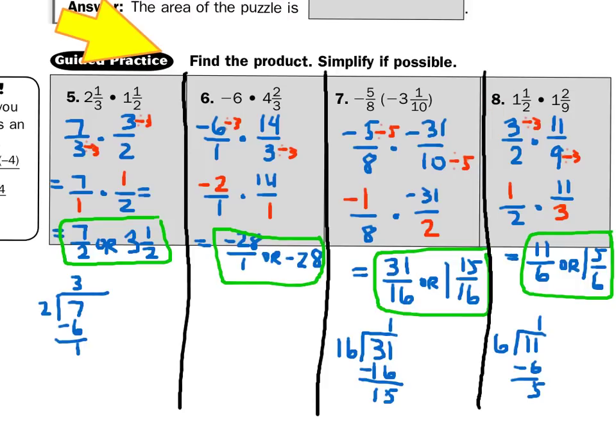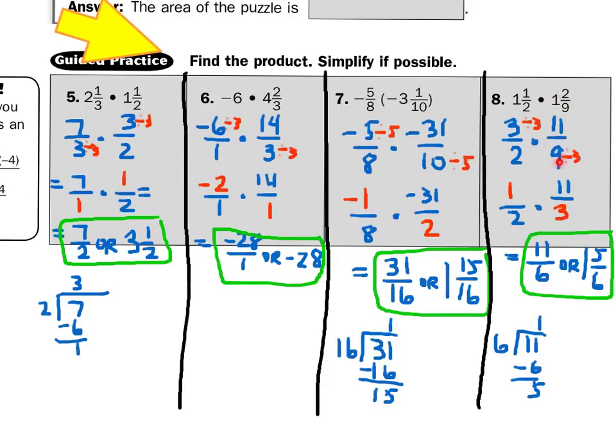Okay, take a look at 8. You get 1 1/2 times 1 2/9. So start at the denominator, look at the 2. 2 times 1 is 2, plus 1 is 3. So I get 3 over 2 times, now start at the 9. 9 times 1 is 9, plus 2 is 11 over 9.